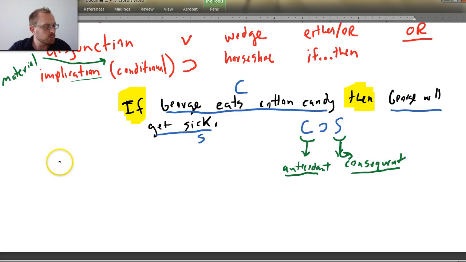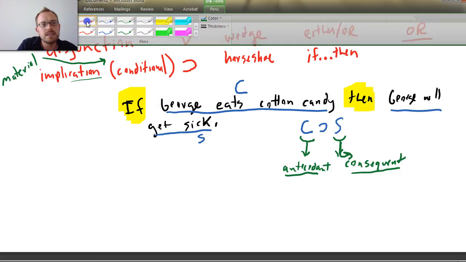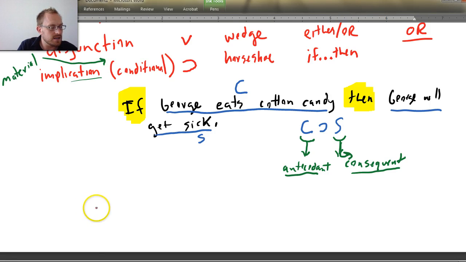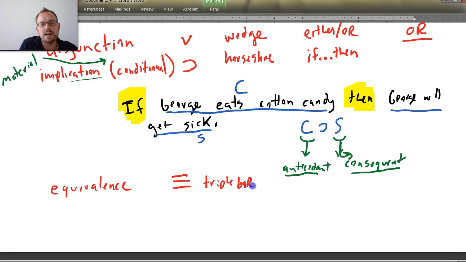Okay, we only have one more after implication, so I'll switch back to red, and that's what's called equivalence. And equivalence is symbolized by a triple bar, right? Not the equal symbol, but a triple bar. And what this really means is it means if and only if.